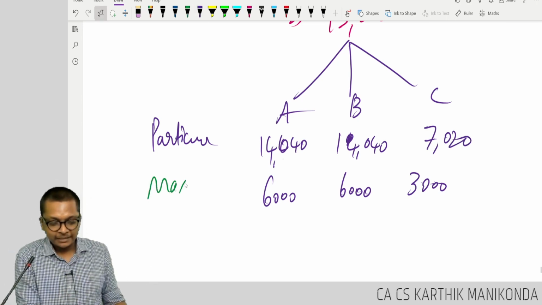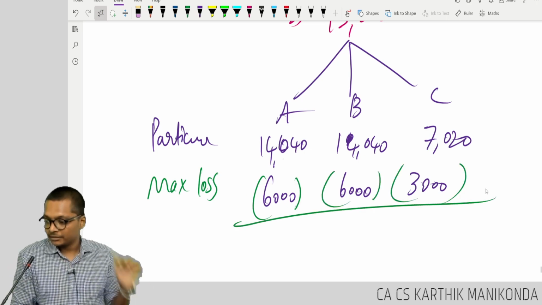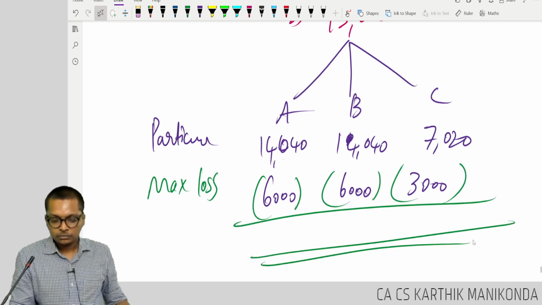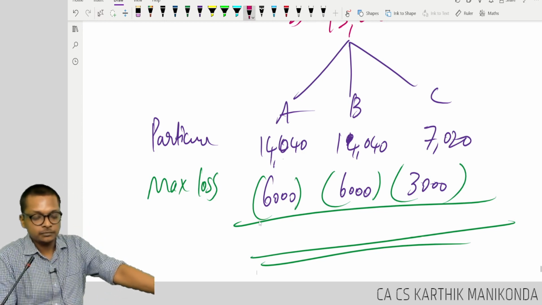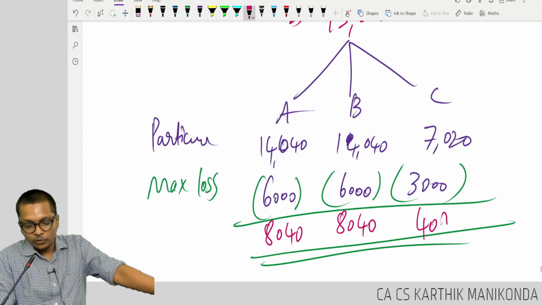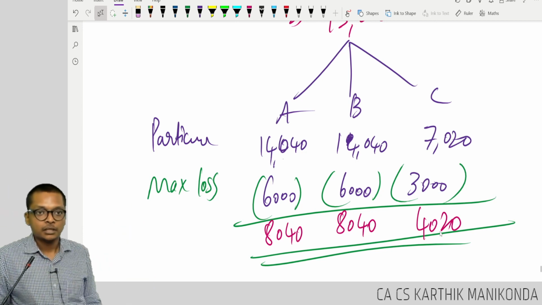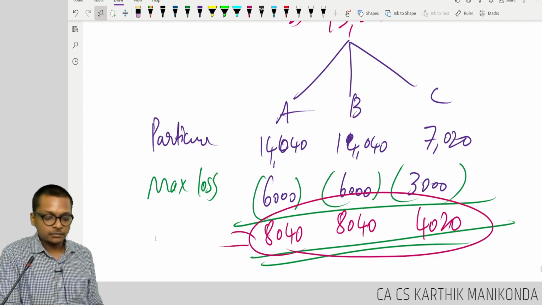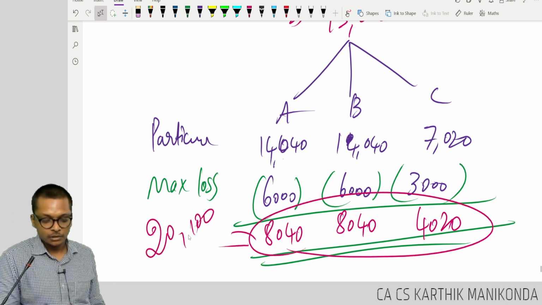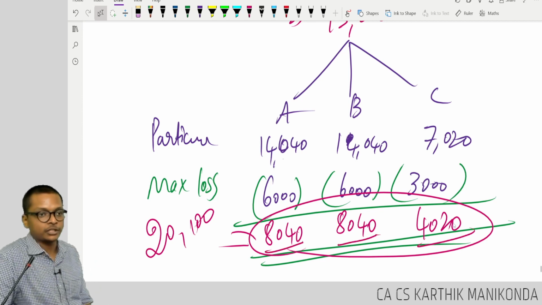Good. So next item will be called maximum loss. This much I can't pay. This much I can't pay. So what I can pay, balance left is 8,040, 8,040, 4,020. What is the meaning of this? They will pay us or we will pay them off? Can you add all these three? How much you are getting? Add this 8,040, 8,040, 4,020.